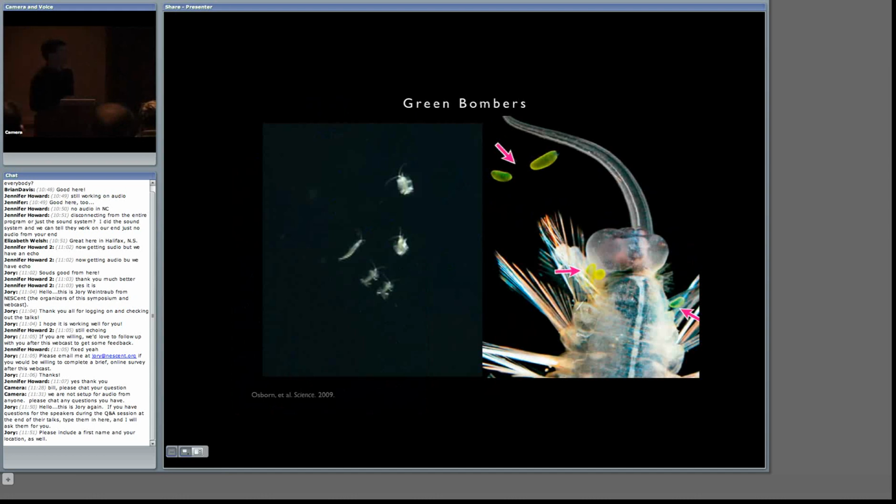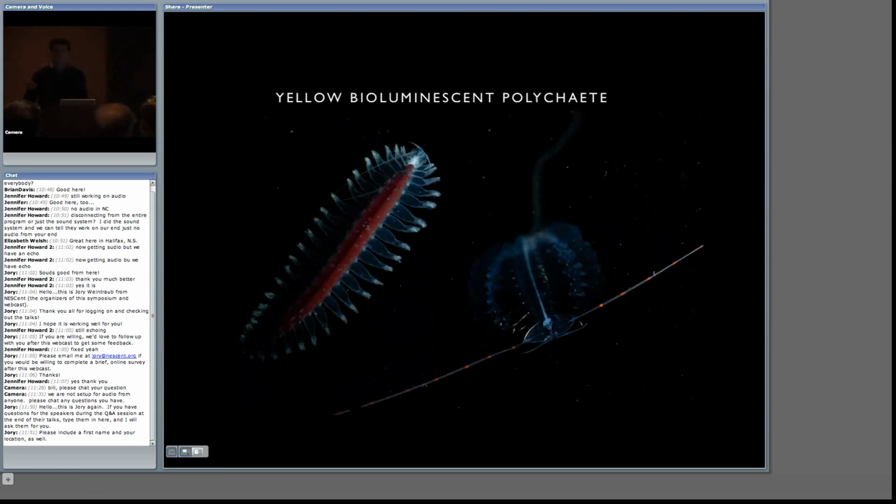Another example that we recently published about was these green bomber worms. These guys are polychaetes that have these little fluorescent globules attached next to their head. And when you disturb them, these pop off into the water, and those things are bioluminescent.